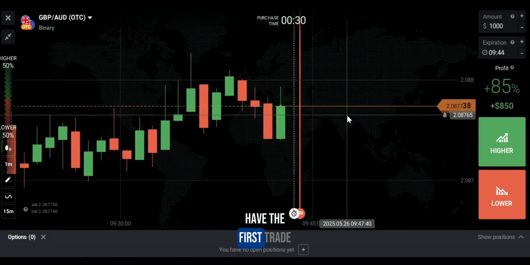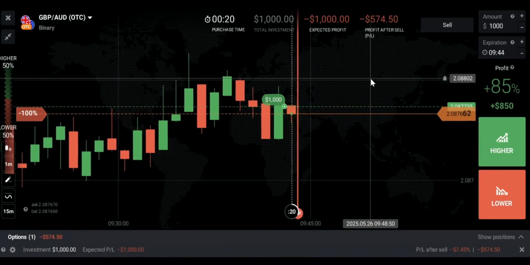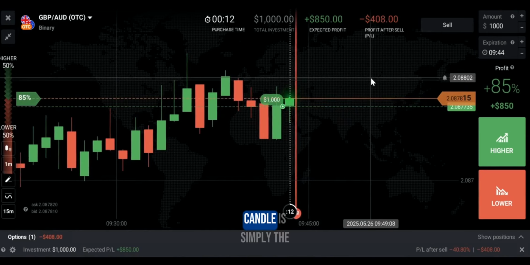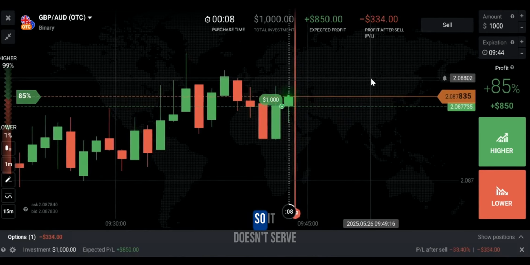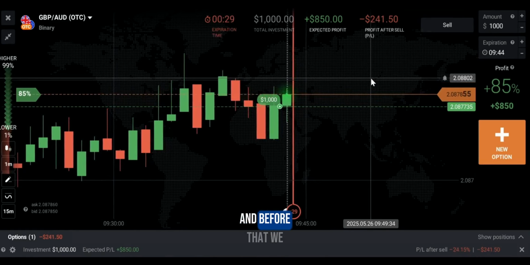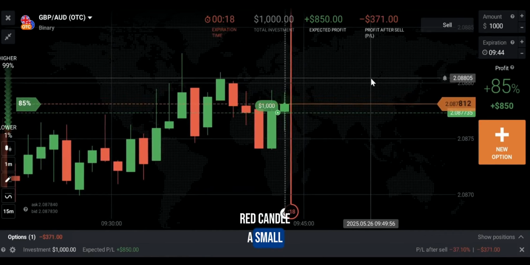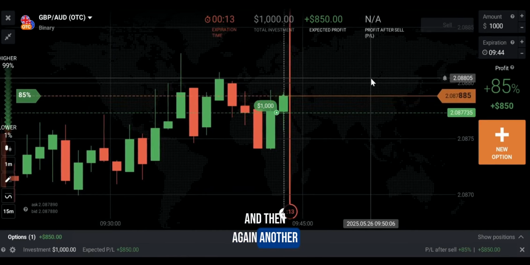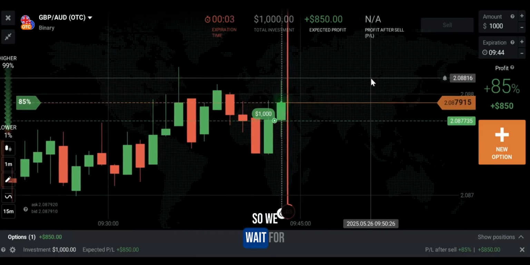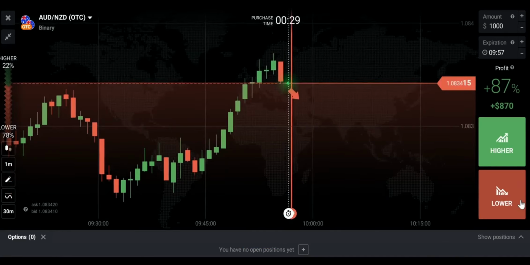Alright, traders, we have the first trade. We entered a buy here. Why did we enter a buy? As you can see, this previous big green candle is simply the complement candle, so it doesn't serve any purpose, it's just there. And before that, we have our sandwich pattern. We have a big red candle, a small red candle, and then another big red candle. So we wait for the complement candle to finish, and then we enter a buy, okay?